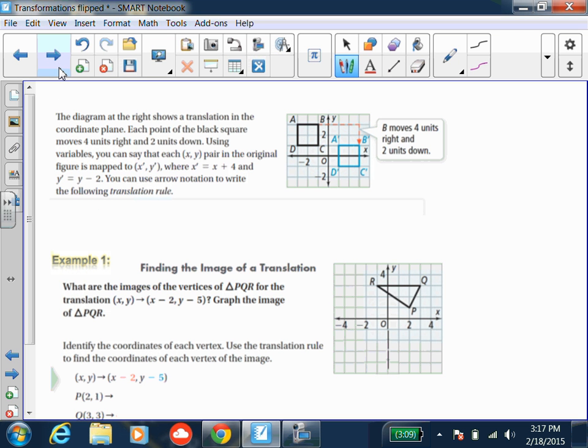Okay, so the first diagram starts with two boxes, and we have a black square and a blue square. And if you look at those letters, on the black square it says A, B, C, and D. And then on the blue square, you'll notice that they have a little tick mark behind it for A prime, B prime, C prime, and D prime. So the black box is our pre-image and the blue box is our image.